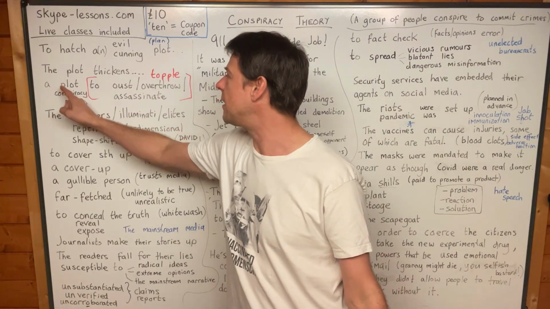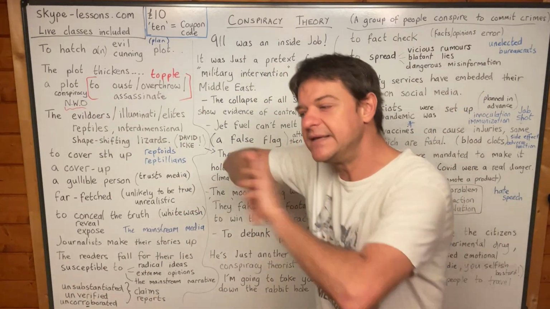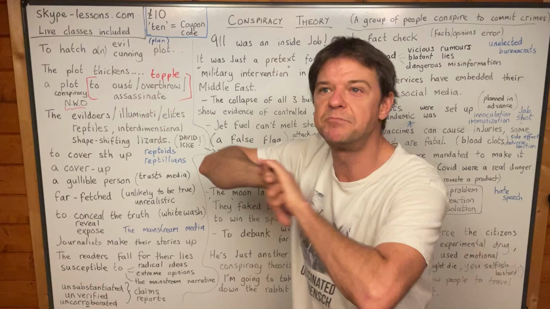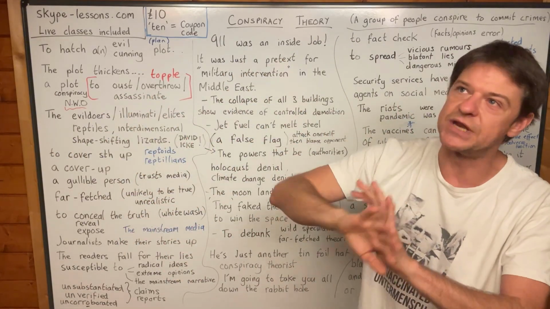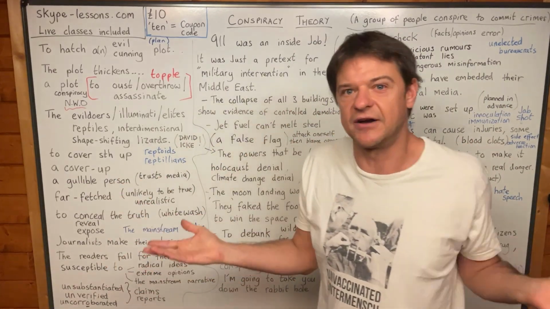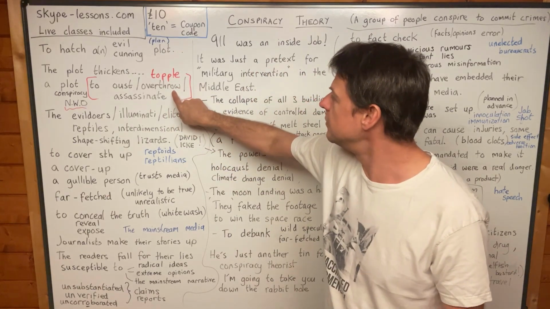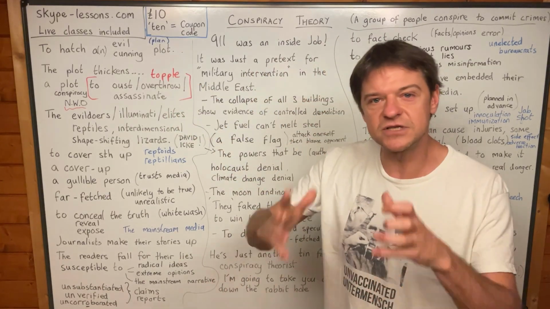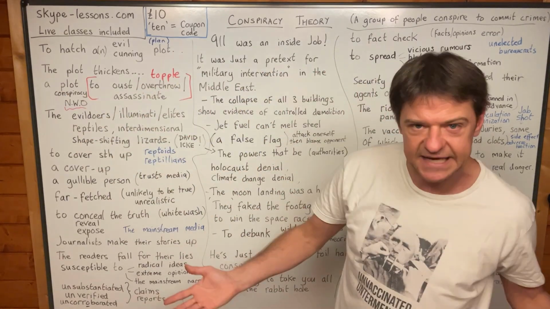So you can talk about a plot to oust the Prime Minister, and that would mean to get rid of the Prime Minister, to push him out. When you oust somebody, you get rid of them. You could oust the president, oust the prime minister, oust the manager of the company, I suppose, as well, the CEO. But you could also say overthrow or topple. A plot to overthrow the government. A plot to topple the dictator.